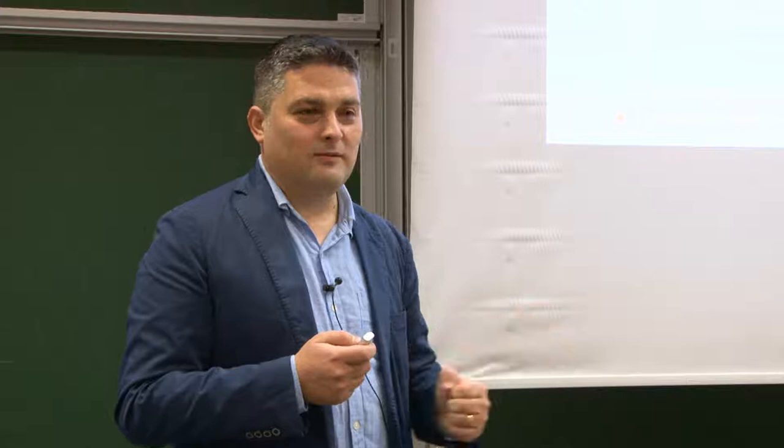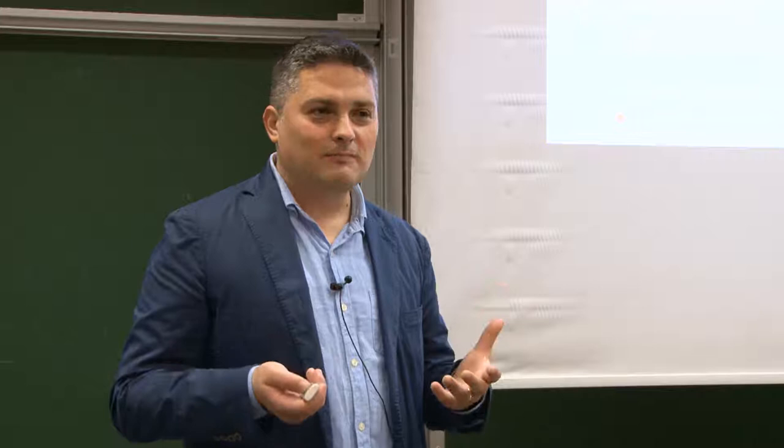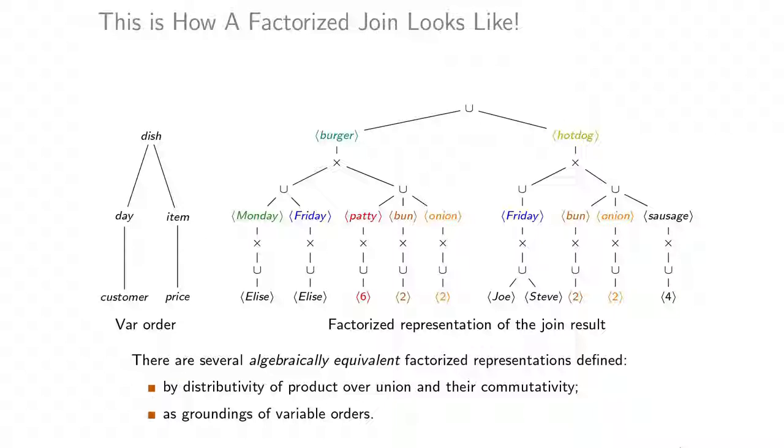But there are many ways of doing this, many ways of factorizing. Which one is the best asymptotically is one natural question. And this is one possible factorization. What did I do here? I said, let me look at the actual query that produced that result. Let me take a variable order, in this case: dish, day, customer, item, price. And what I do is mimic this structure in my representation of the data.